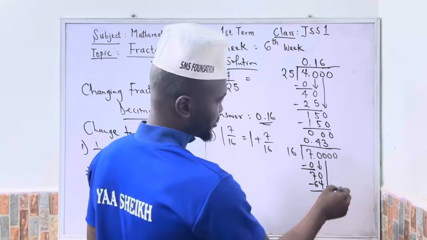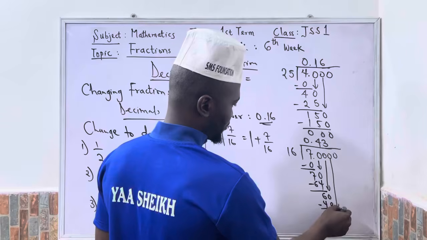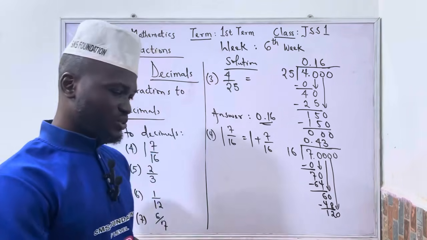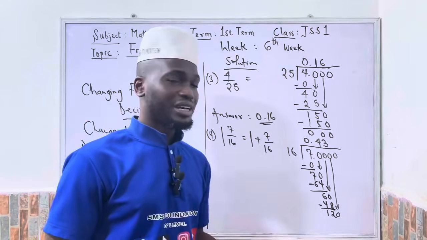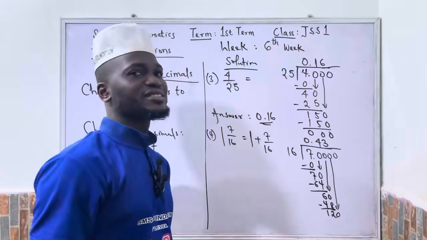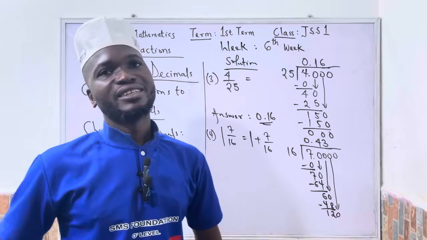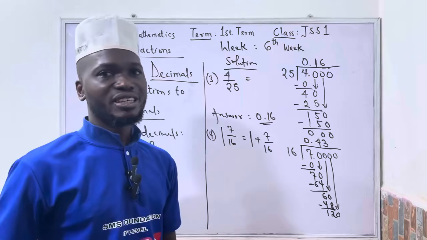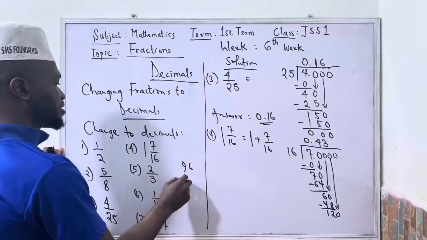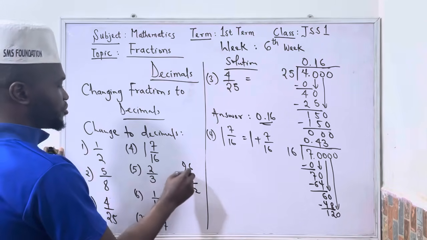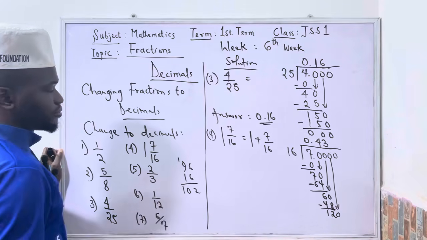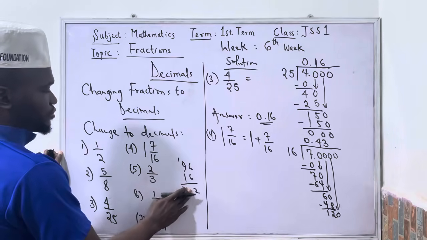Now, we can simply bring down the next 0. So how many 16 can you get from 120? So I can try, 16 times 5 is 80. Now 16 times 6, that will be 96. Then 16 times 7, you add another 16 to 96. So this will give you 112.